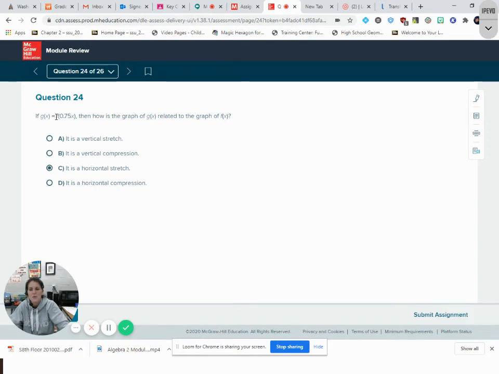If that number was outside of the parentheses, it would be a vertical stretch, or a vertical compression, because it's less than 1, it'd be a vertical compression. But since it's inside the parentheses, it's happening inside of my function, it is a horizontal stretch.